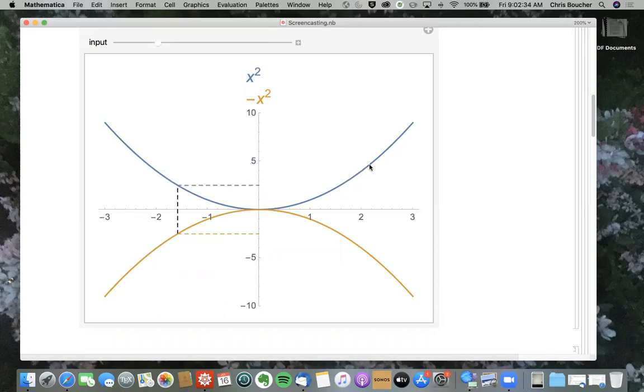The effect is to take the blue curve and flip it over the x-axis, or reflect it through the x-axis, is the way that math books talk about this. So this is a vertical reflection, or a reflection through the x-axis.